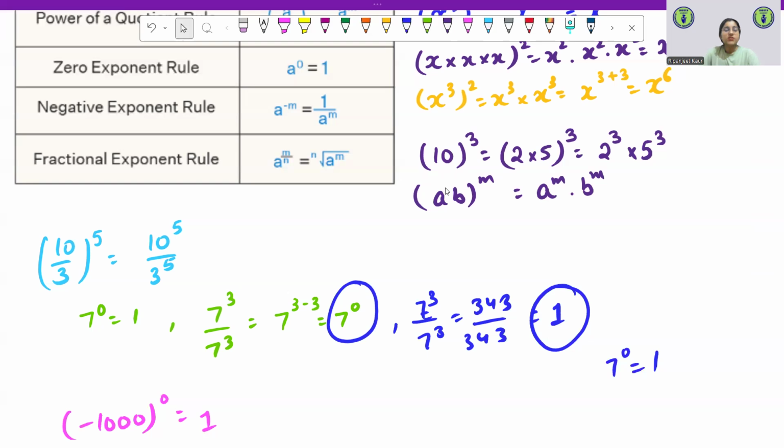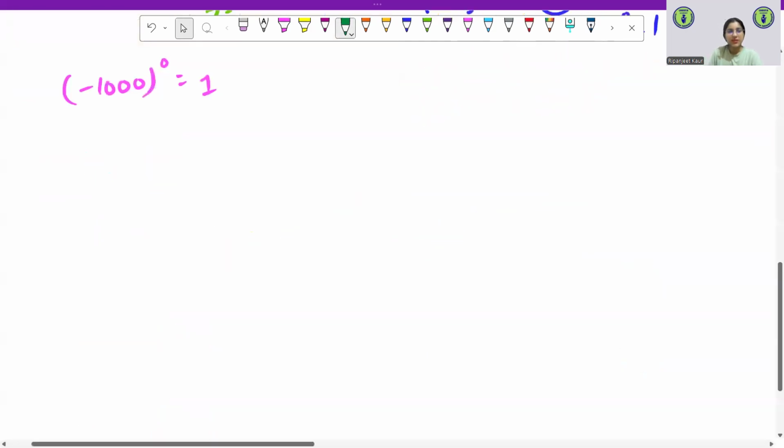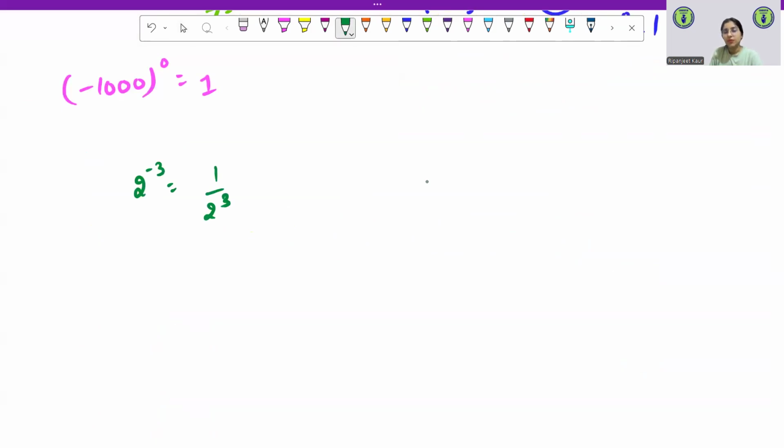Then there is a negative exponent rule. Now, what does the negative exponent rule say? That if the power is negative, let's say 2 raised to power minus 3, what we can do is we can write it this way. Or if we are having 2 raised to power 3, we can write it as 2 raised to power minus 3. Now, how is this happening?